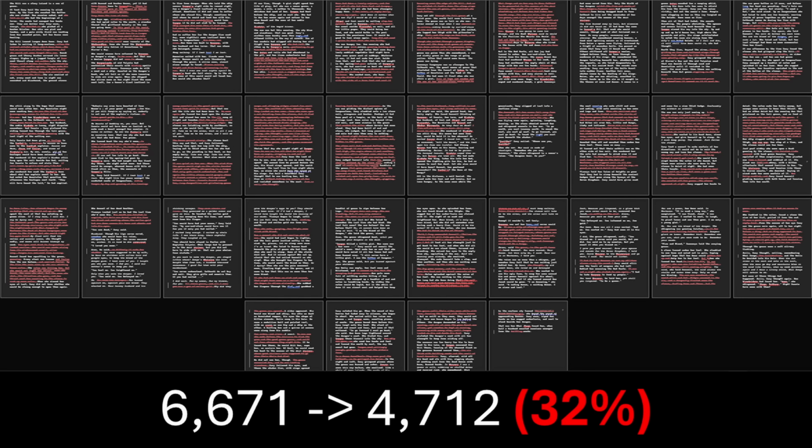So yeah, those are the worst parts of it, but I'm sure you can see visually speaking just how much I was able to cut from this chapter. The original was 6771 words, and the new count was about 4712 words, which was a cut of 32%.